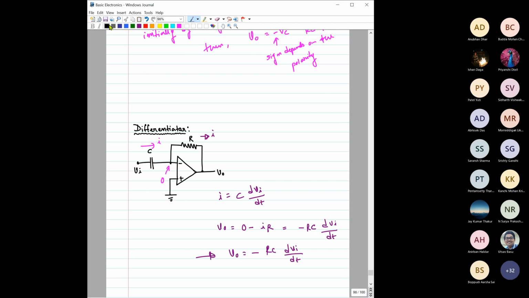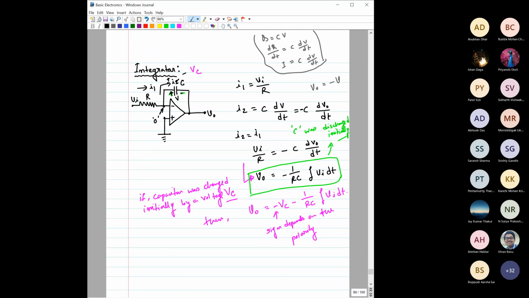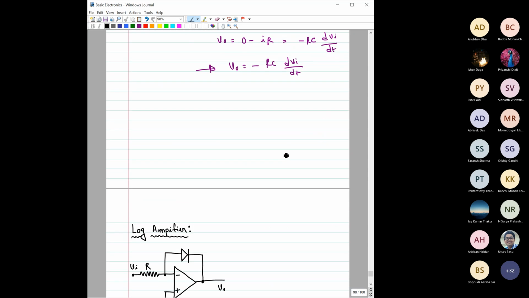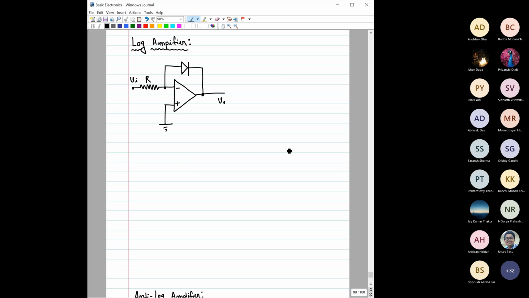Because it's quite easy, right? If you have understood this part, then this part is quite easy. Okay, then let us also try to introduce a diode here. And let's see then what will happen if you introduce a diode here.